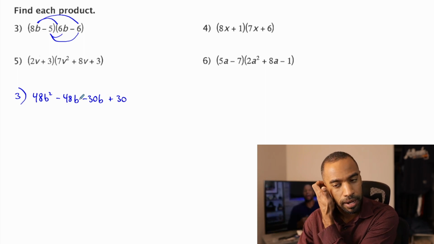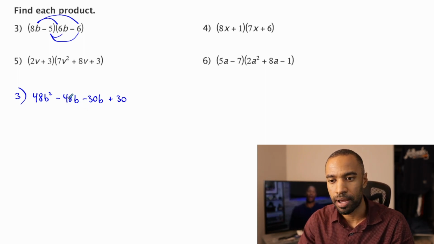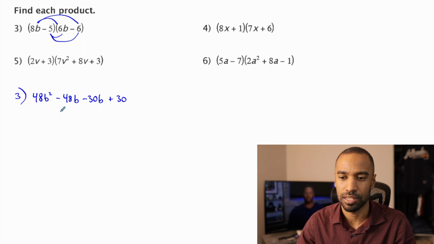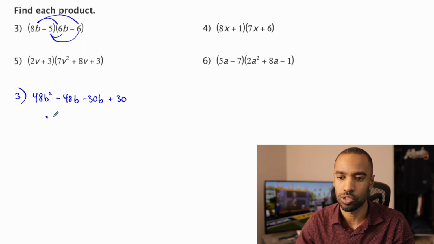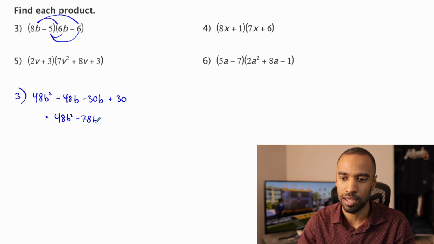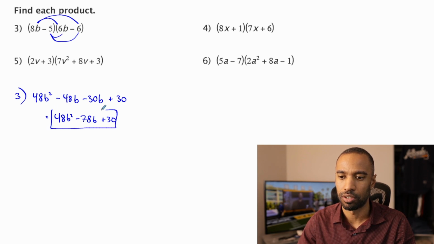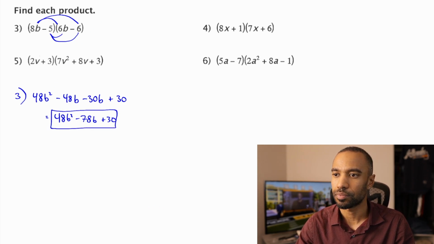Okay, and then we have to combine like terms. We're going to have these middle terms here combine. Negative 48b minus 30b is negative 78b. So this will equal 48b squared minus 78b plus 30. All right, and that is the final result of that one there.